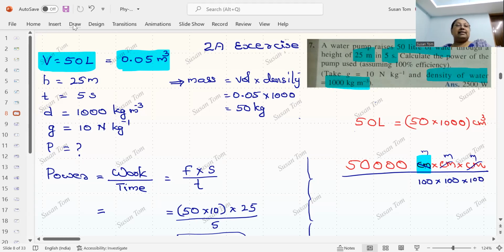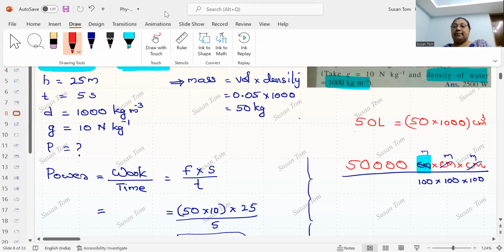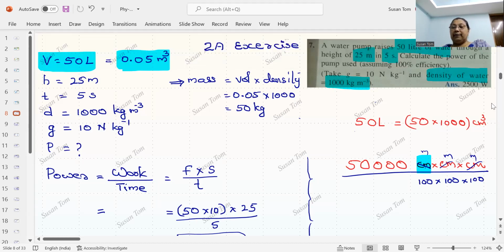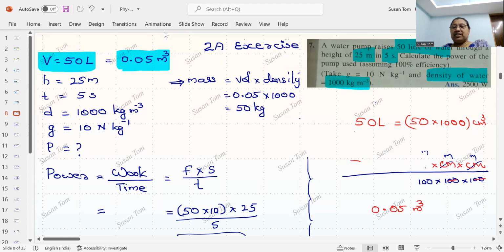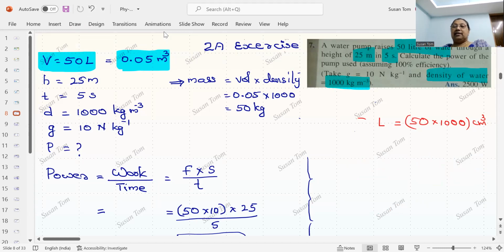Okay, now adjust the zeros. Tell me. You have 2 and 2, 4. We cut from here 2 and 2, 4. 5 by 100. 5 by 100 is 0.05 meter cube. It's coming, and this is what I have written here. Okay, so in rough work, do that much work and convert it. This I'm not showing in the part of the question, but do you know how to convert it? I think yes. So I wrote directly 0.05 meter cube.